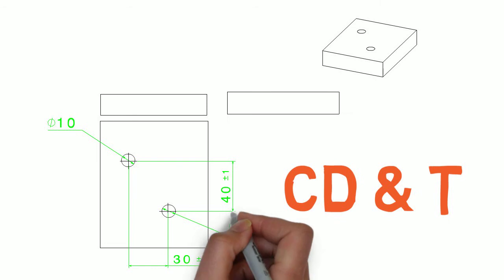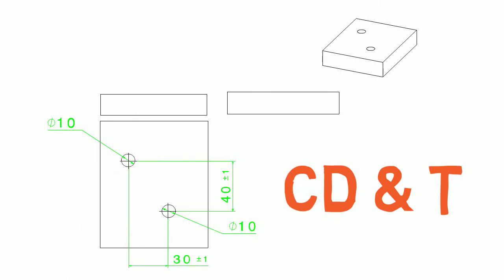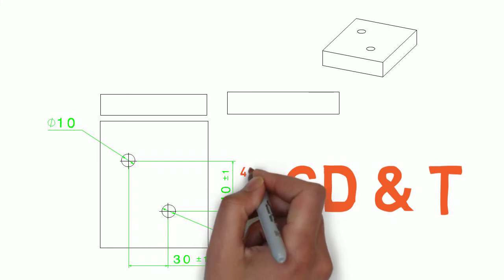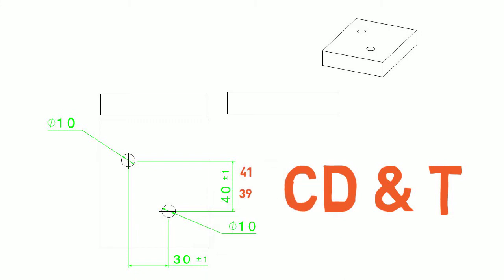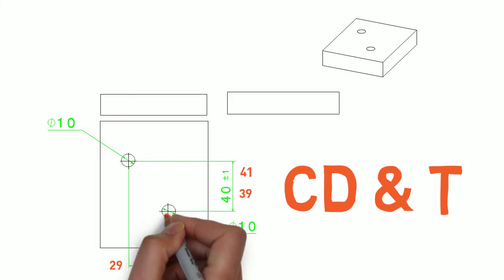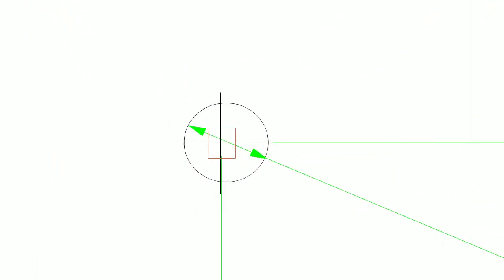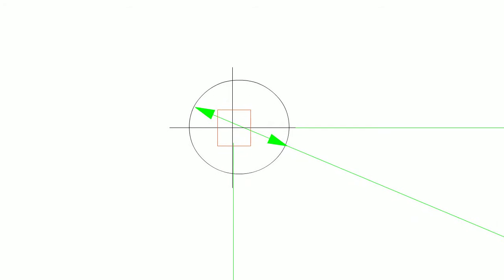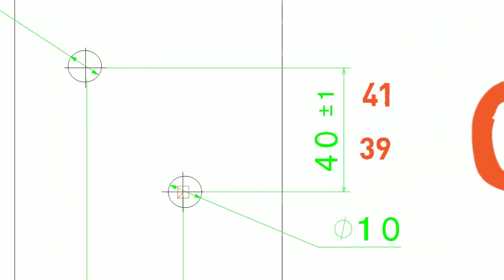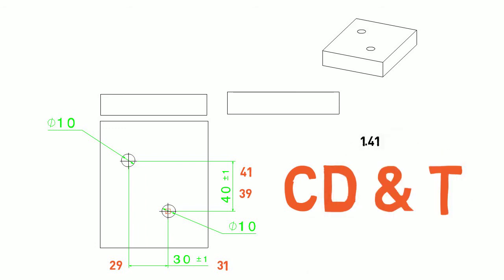Now see, here it's 40 plus or minus 1 mm, meaning it can go up to 41 mm or 39 mm, and here either up to 31 mm or 29 mm. So our axis can lie in a rectangular, or we can say a square area like this. But if you go diagonally and calculate this distance, it's coming 1.41 mm. Technically speaking, it should be equal in any direction, but in this case it's not equal.